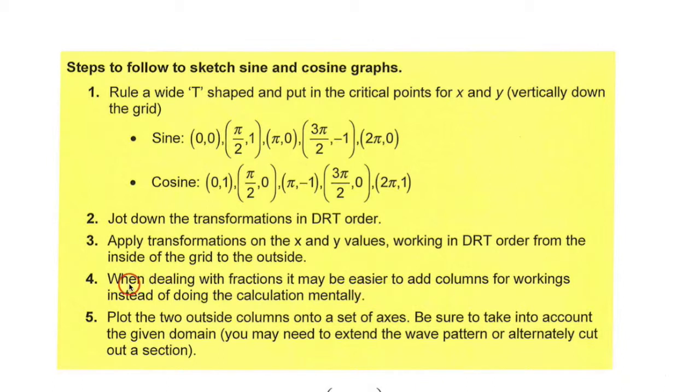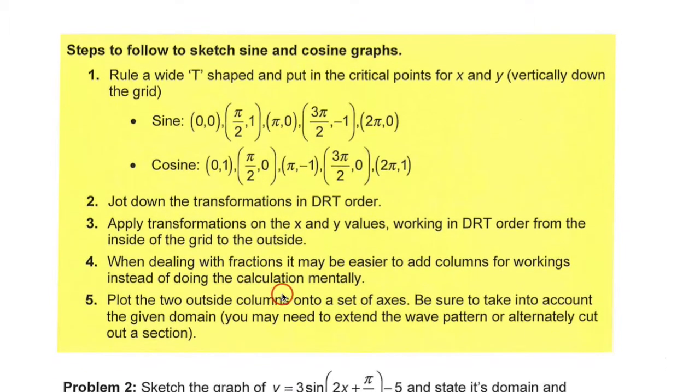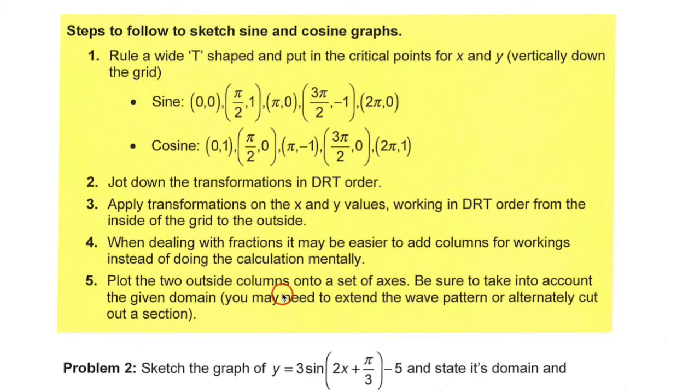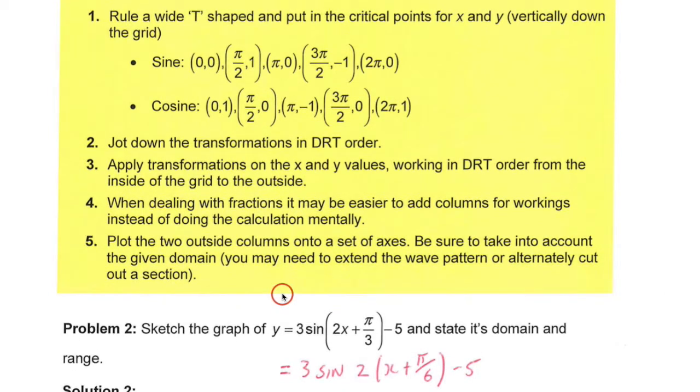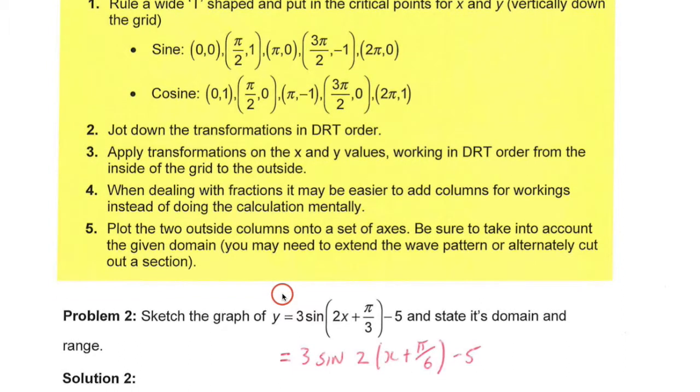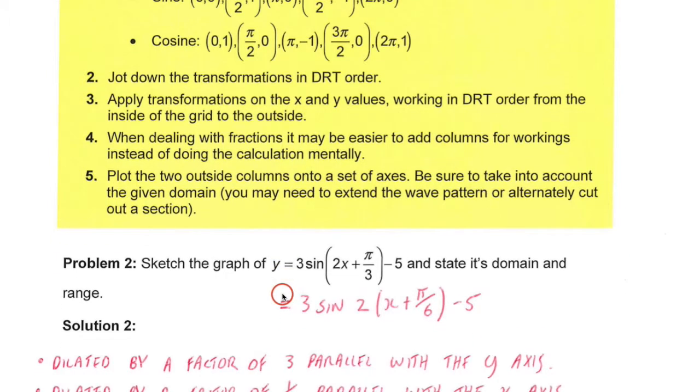I make a good point here in step 4, saying that when dealing with fractions, it may be easier to add columns for workings instead of trying to do the calculations mentally, because calculations can be quite complicated, and it's easy to make a mistake if you're trying to do all the processing in your head. And finally, I just plot the 2 outside columns on a set of axes, and just be mindful of what the domain is so that you answer what you need to. Let's look at how this works in this particular problem.